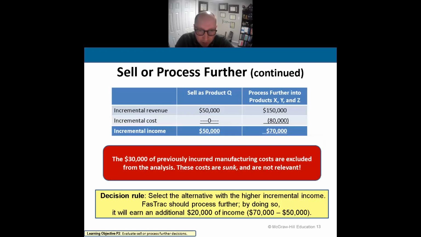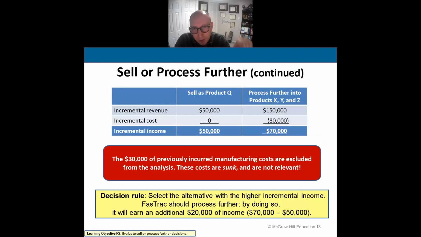Now, the reason why you see 0 for the incremental cost, sell it as it is, is because if I already spent that money, it's a sunk cost. You don't use sunk costs in decision making. You've already spent it. It's irrelevant.